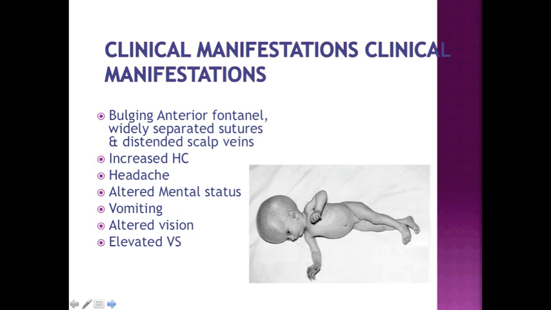As far as what we see in a child that does have hydrocephalus, first they're going to have a bulging anterior fontanelle. The sutures will be widely spaced in this infant. And if you look at the actual scalp itself, usually the scalp veins are quite distended because the skin is stretched. They also will have increased head circumference. If you're measuring a baby's head circumference, it will be larger.